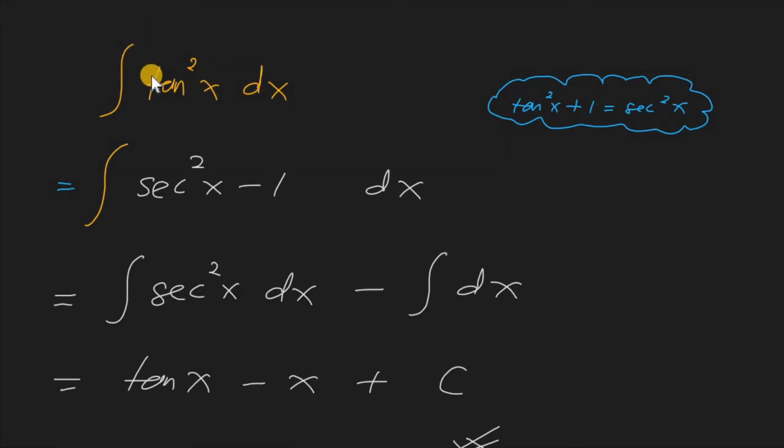For a start, let's do the integral of tangent square x. This is not given in our formula list, but the identity given to us in our formulas is this. So tangent square, we change it into secant square x minus 1. The integral of secant square is given in our formula list, which is tangent x. For this portion, the integral of dx with respect to x is x. That is the answer for tangent square x.